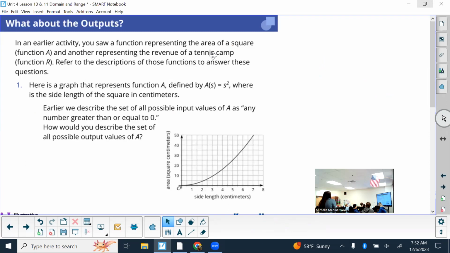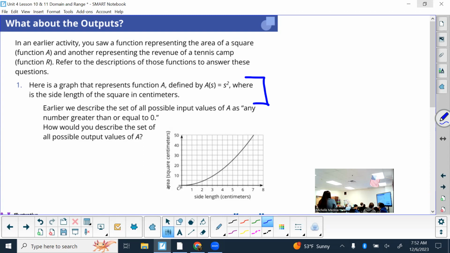All right, so same activities, but now let's talk about the outputs briefly. So if you look at the function where we talked about the side length of a square, that was situation 2, I think. Or situation 1. It was situation 1. We describe the set of all possible input values as any number greater than or equal to 0. How would you describe the outputs?